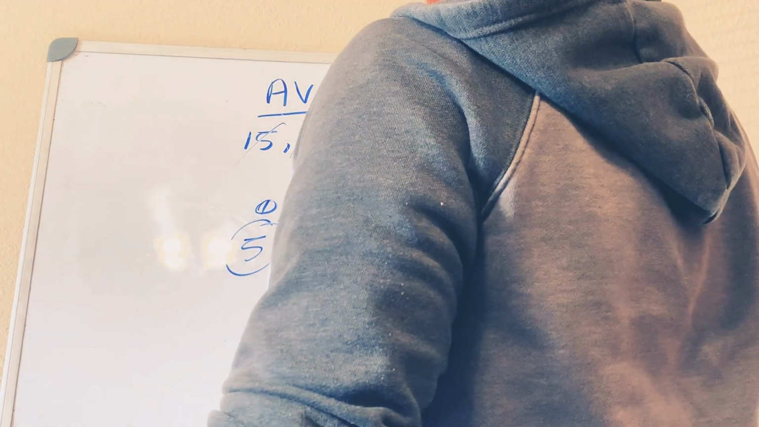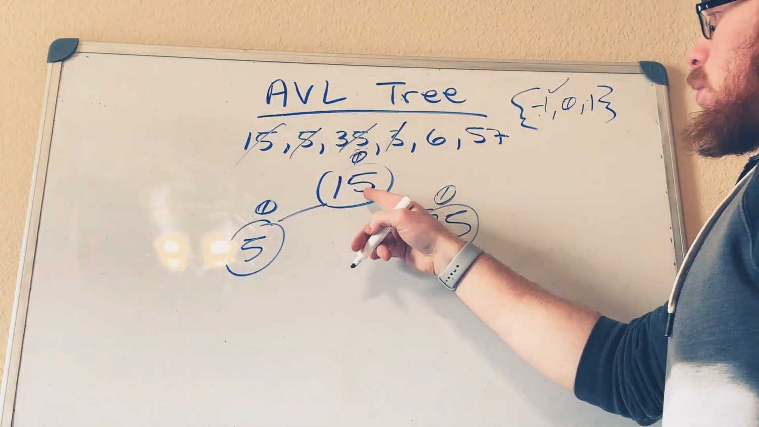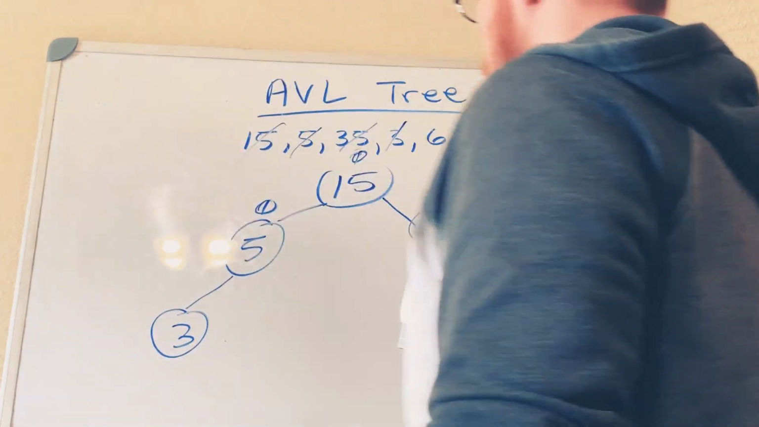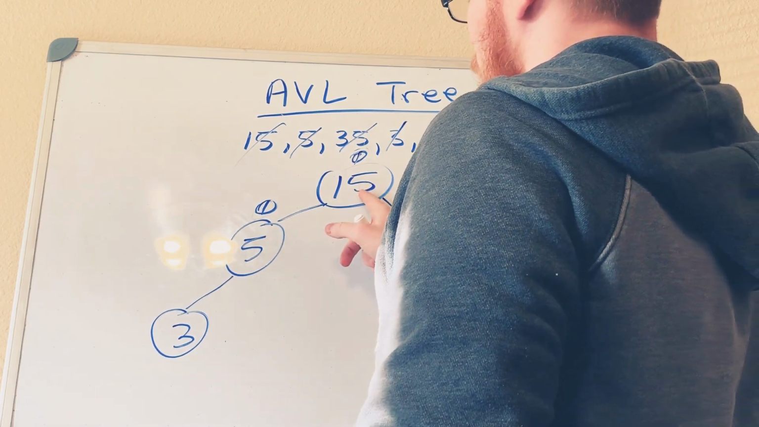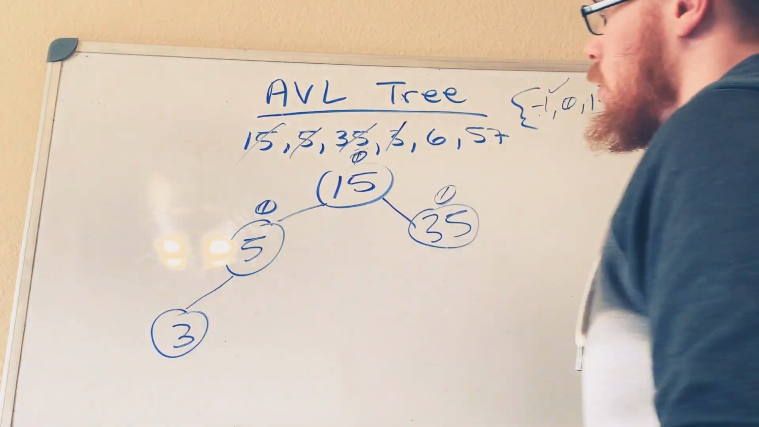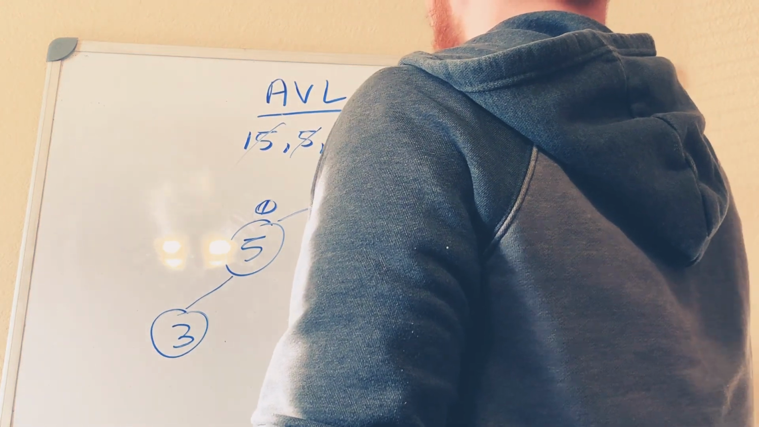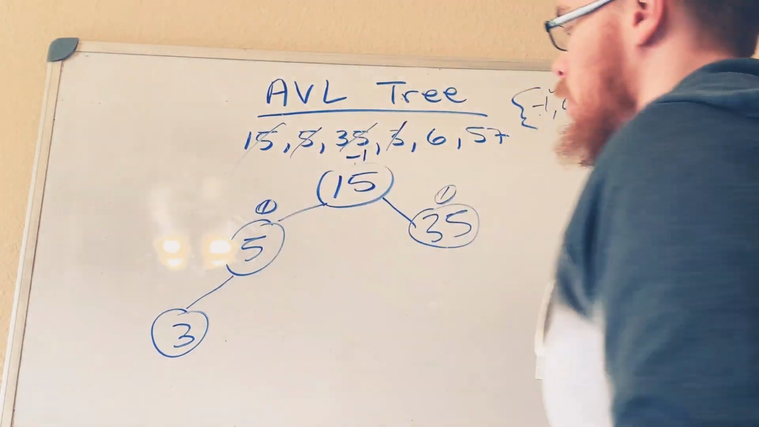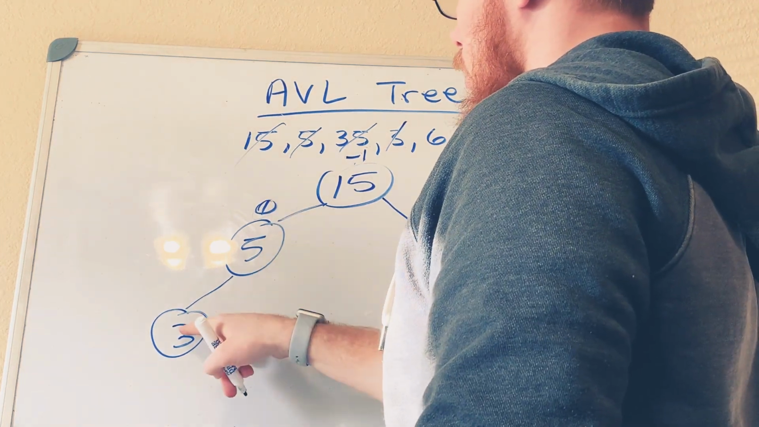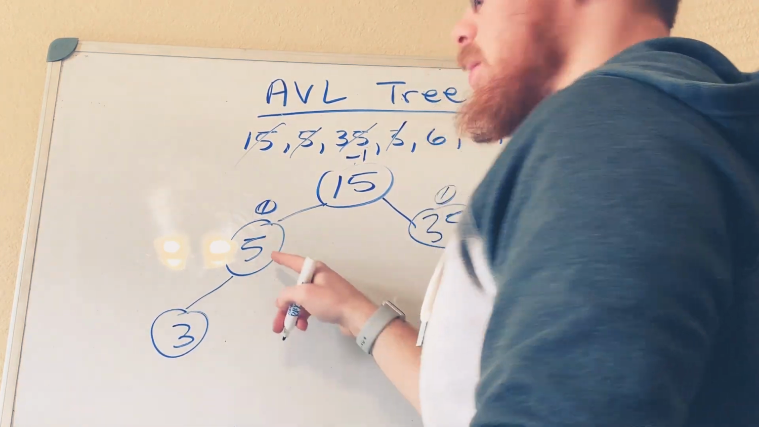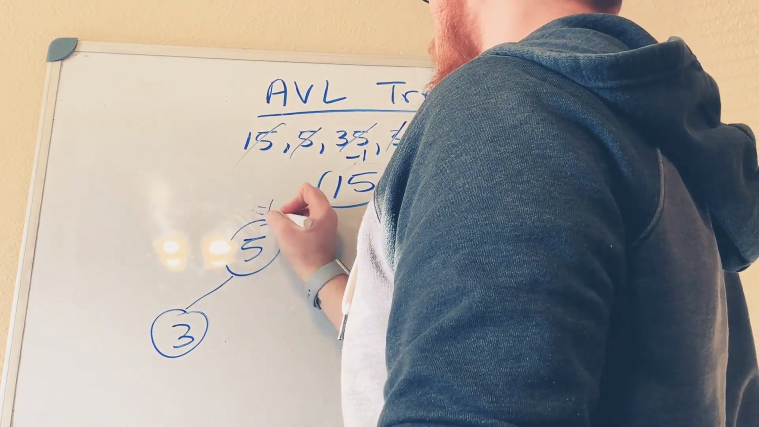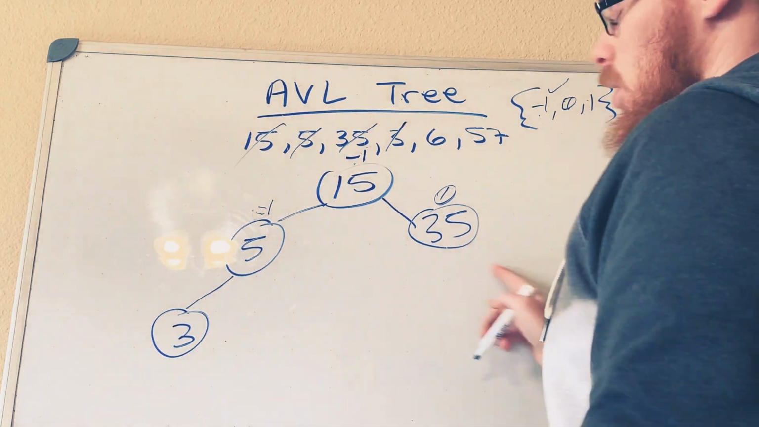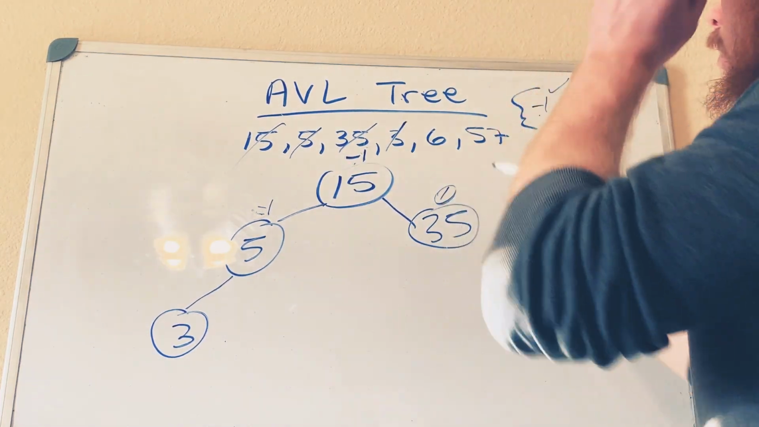Okay. Let's insert 3. 3 is less than 15. 3 is less than 5. Okay. What's the balance here? Let's check the balance. So we have 1 on the right and then 2 on the left. So that is -1 for the balance. The balance of this guy has 0 on the right and then 1 on the left. So it is -1. And then this is still 0 because he doesn't have any children.